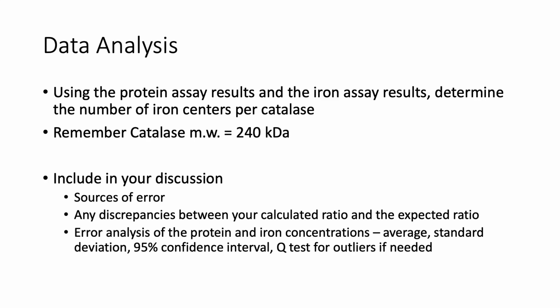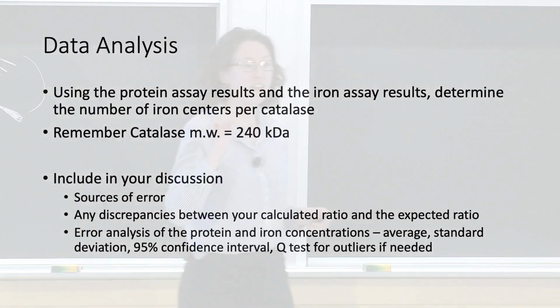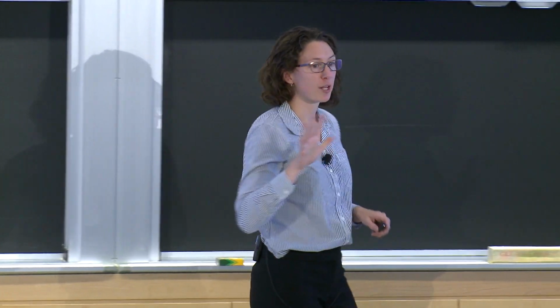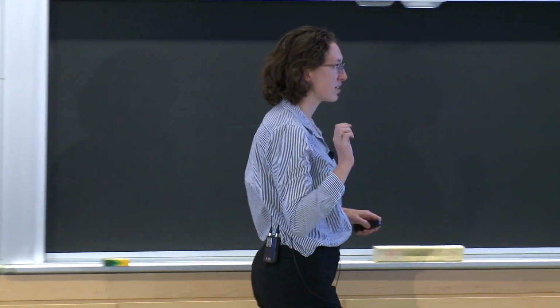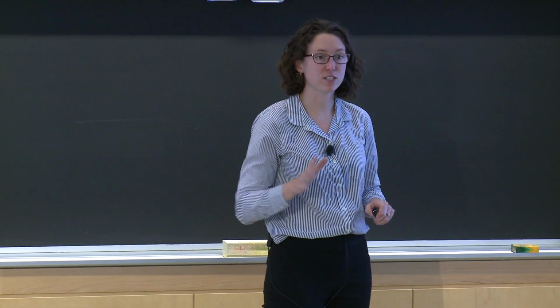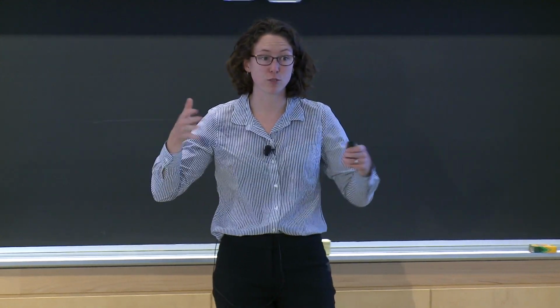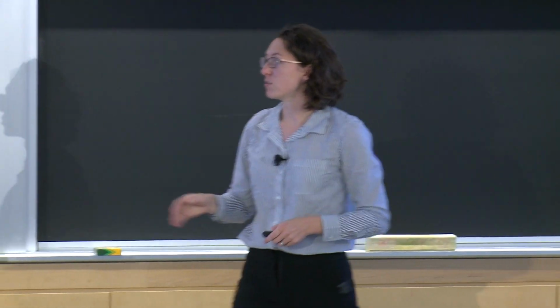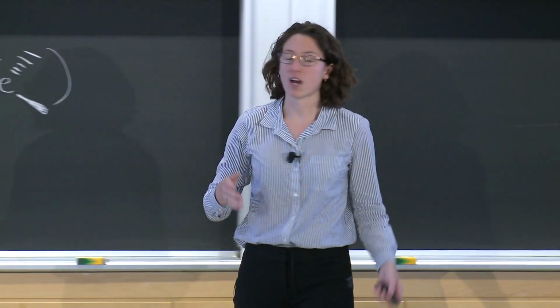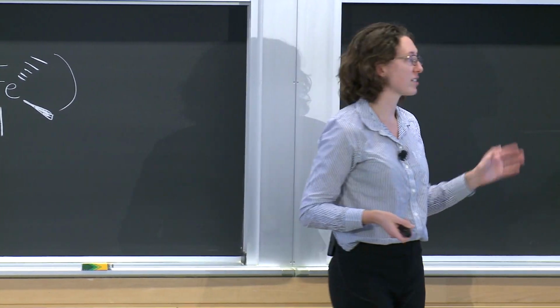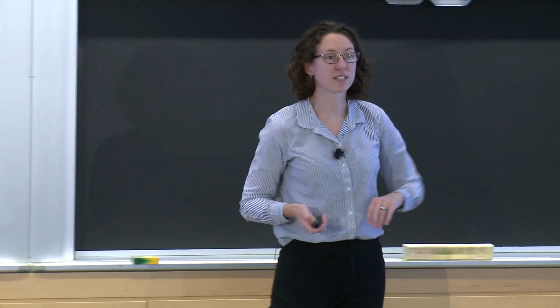So in your discussion, you can talk about sources of error, how close you were to the theoretical value of 4, any discrepancies between your calculated ratio and the expected ratio, and then you'll do an error analysis of the protein and iron concentrations. So you will run 5 unknown samples of Catalase and 5 samples with the Ferrozine assay of iron, so you'll have 5 measurements that should be the same. Those you can do your average, your standard deviation, confidence interval, and then if you have any outliers, that's when you can use the Q-test for the outliers.